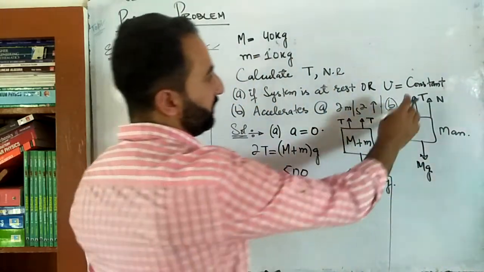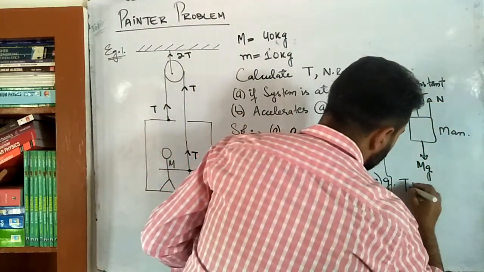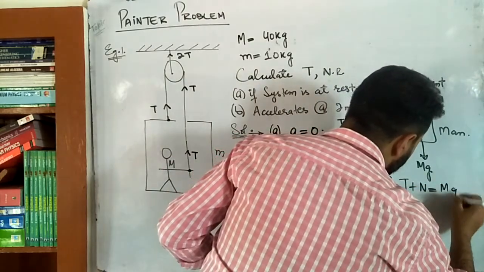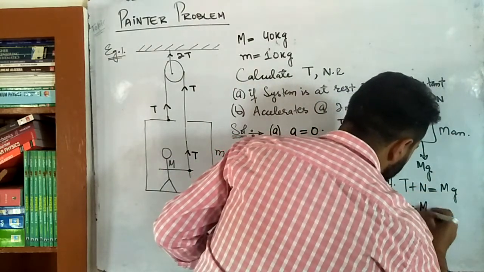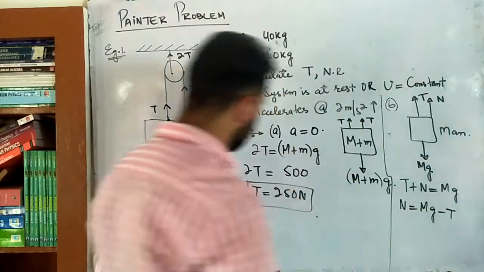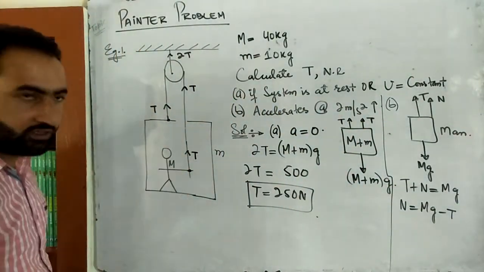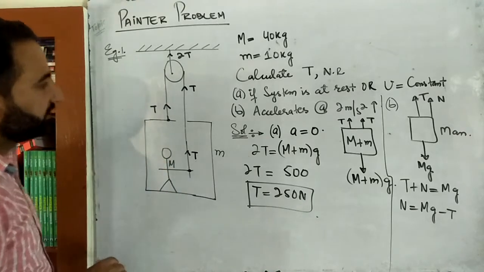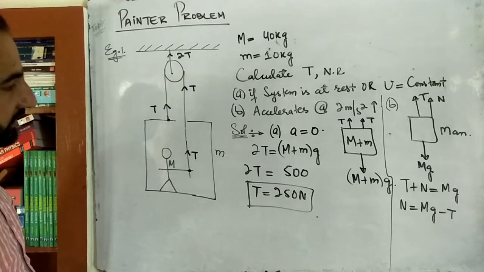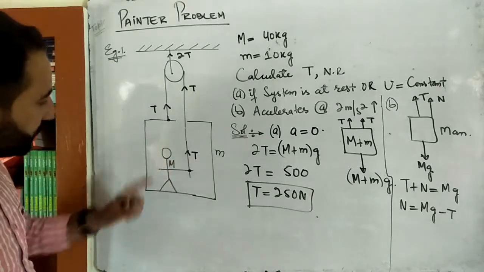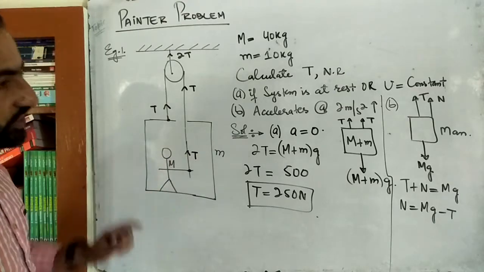Okay? So simply this plus this is equal to this. So T plus N is equal to m multiplied by g. N is equal to mg minus T. In the upper direction tension, in the downward direction weight, in the upper direction normal reaction.